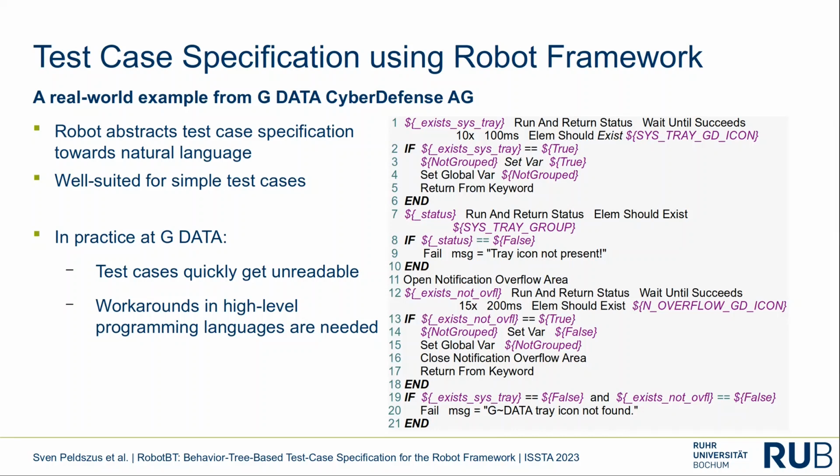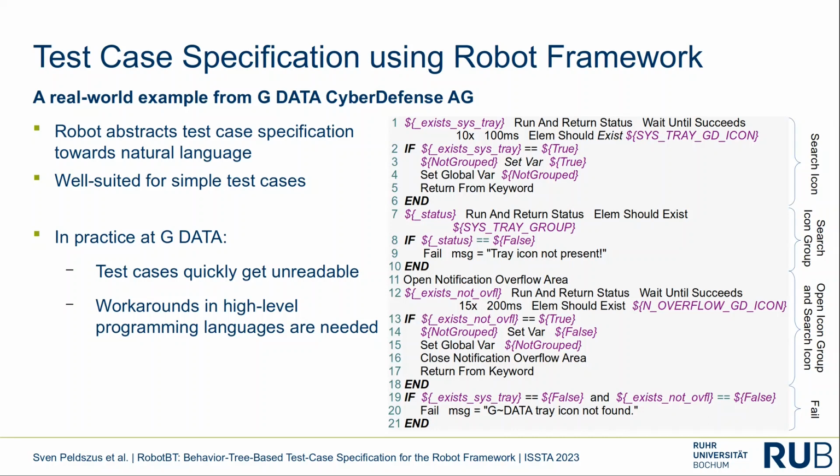Therefore, it behaves roughly as follows. First, it searches the visible icons on the Windows system tray. If it's found, everything is fine. If not, it continues to search for the grouping icon of Windows. If this is found, it opens the group and searches for the G DATA antivirus software icon in this group. And if it's also not found there, it fails.